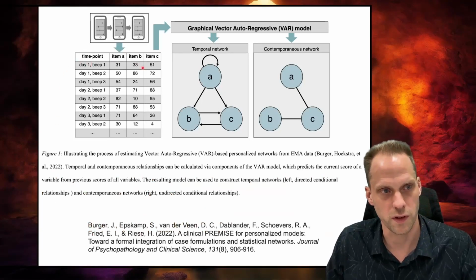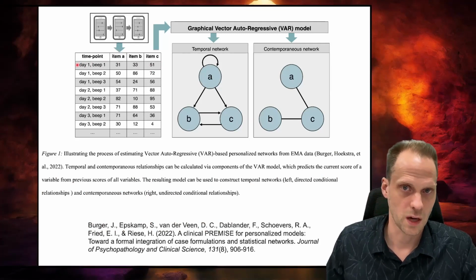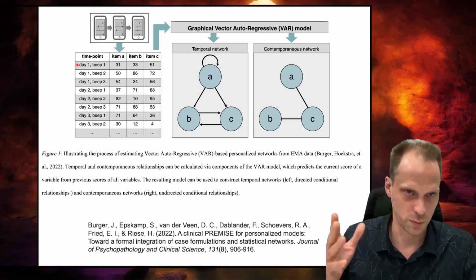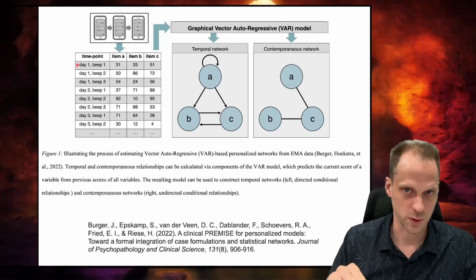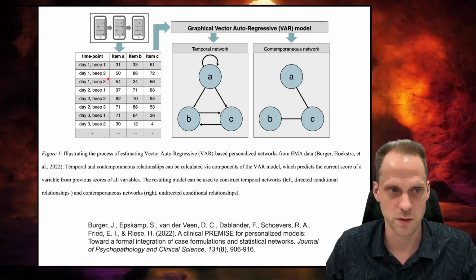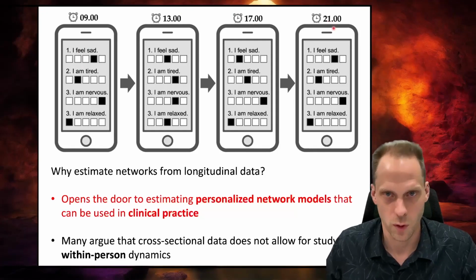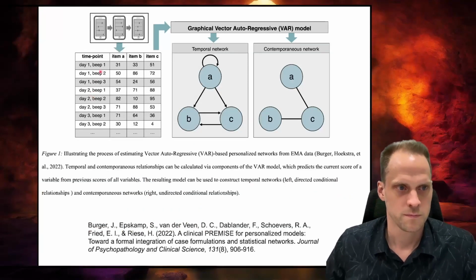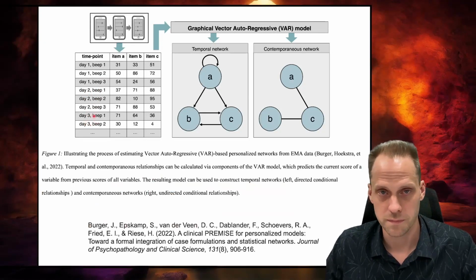So here we have a row. Now the rows in your data are no longer people because you only have one person in this case. We only measure data from one particular person. So every row is an observation at a different time point. Right, so maybe this was beep 1 on day 1, beep 2 on day 1, beep 3 on day 1. So maybe that was like 9 o'clock, 1 o'clock, 5 o'clock. Okay, here we have 4 beeps, but let's say we have 3. And then here we have day 2. And then day 3, etc.